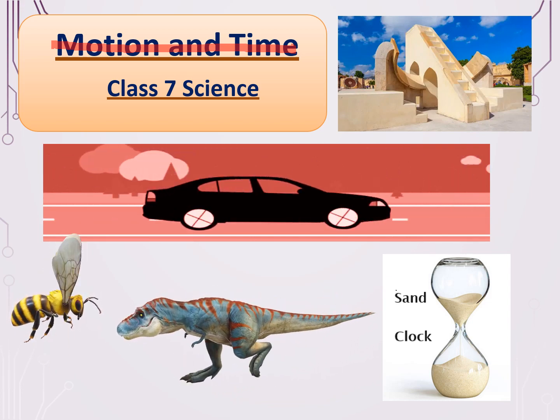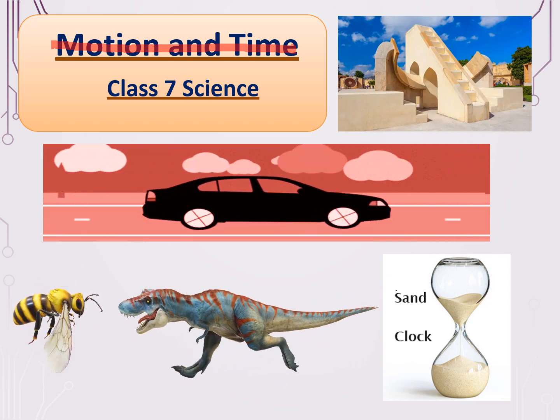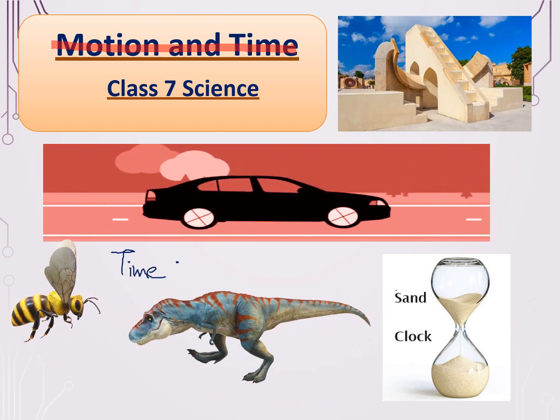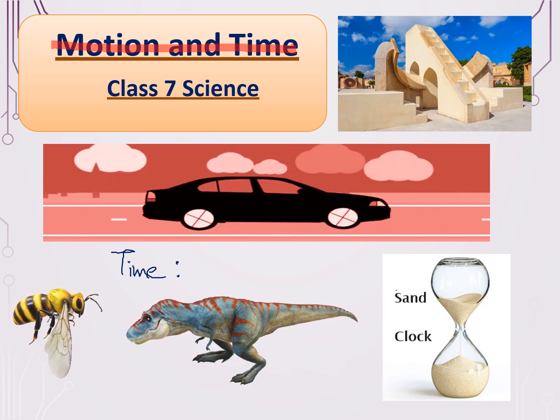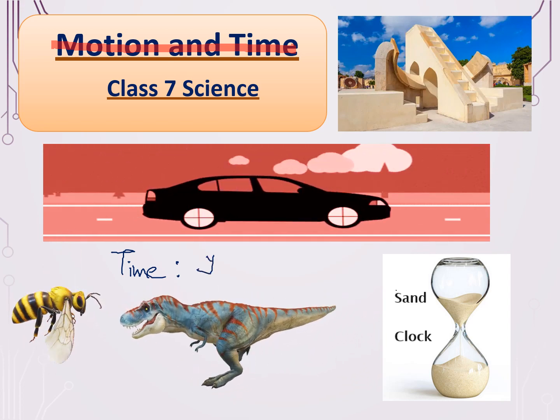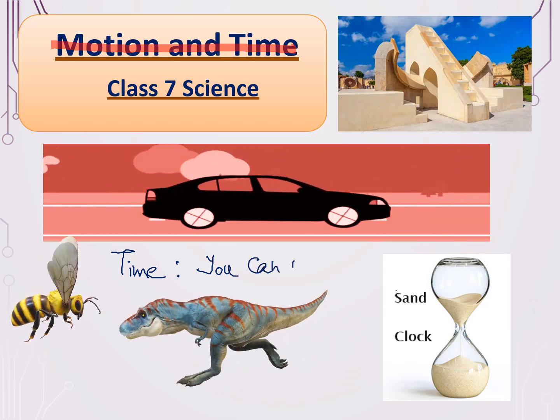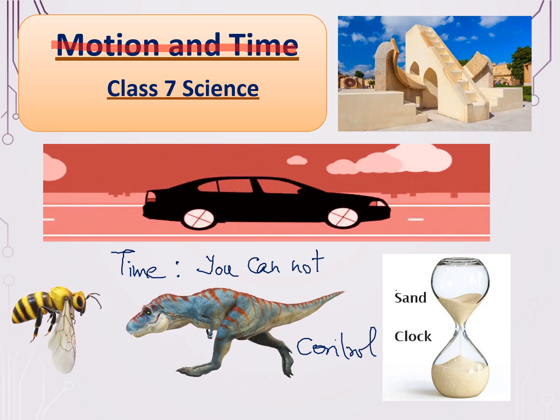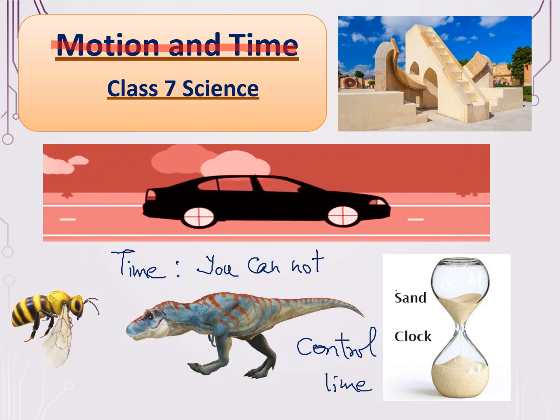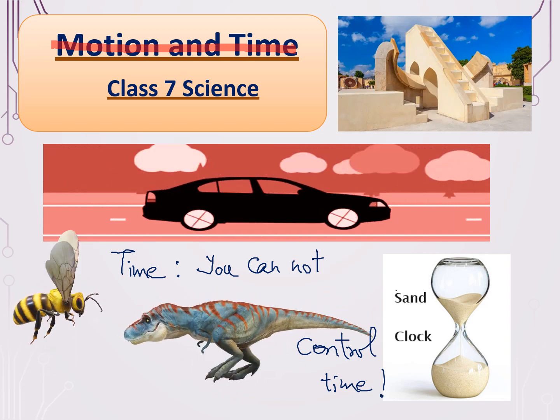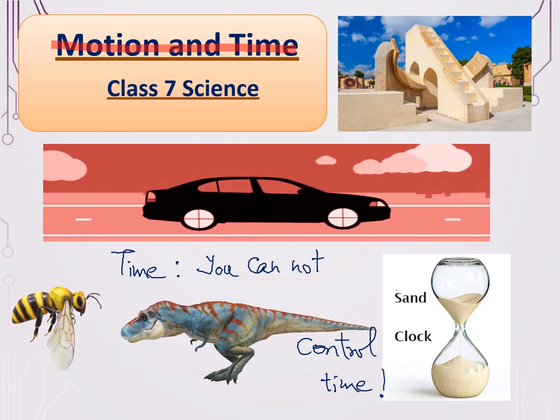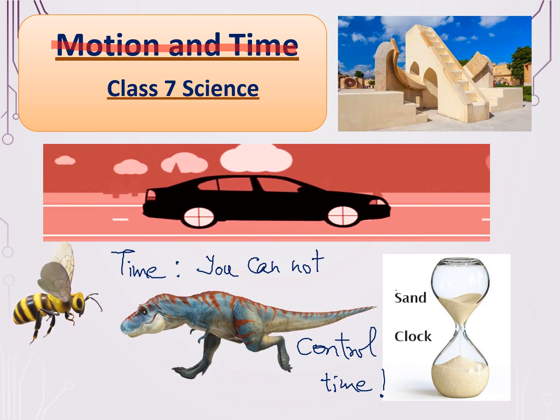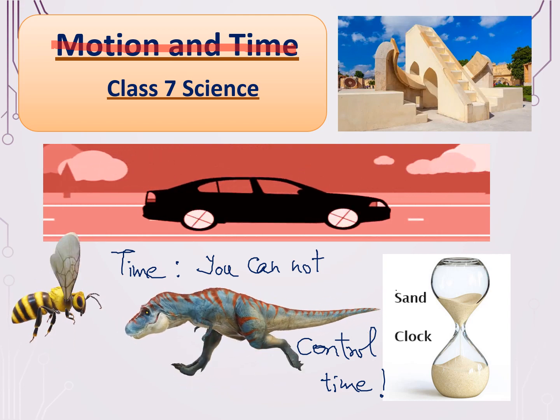What is utmost important in this particular chapter? That is time. Why am I saying time is very important? You should keep one point in your mind, that you cannot control time. Only God can control time. So whenever you are plotting a graph, or trying to analyze the motion of any object, you should keep in mind that the clock keeps on moving. Nobody can stop it.